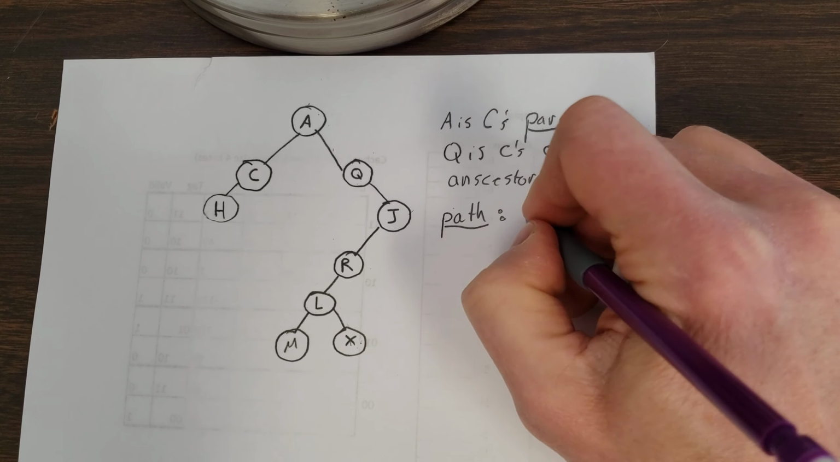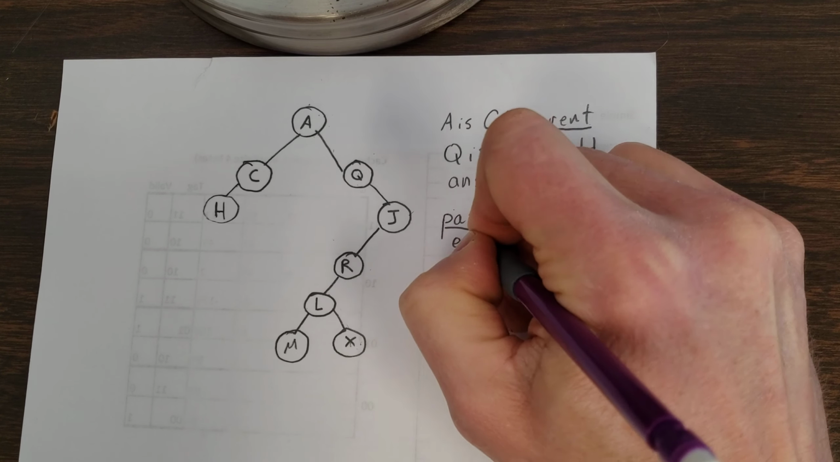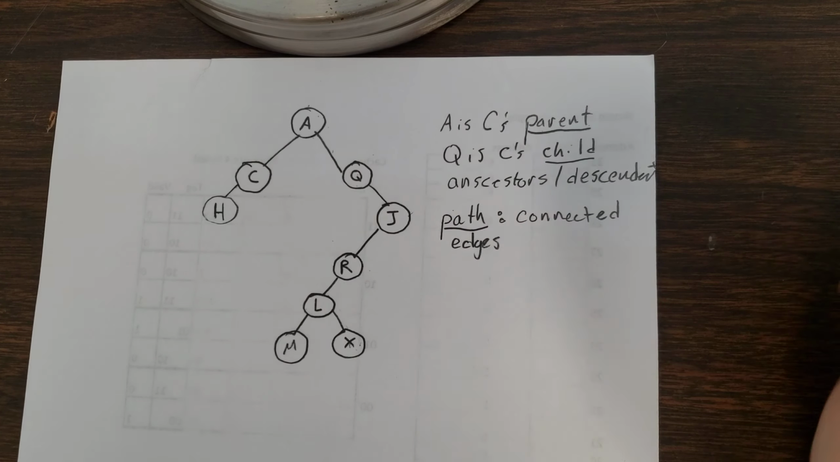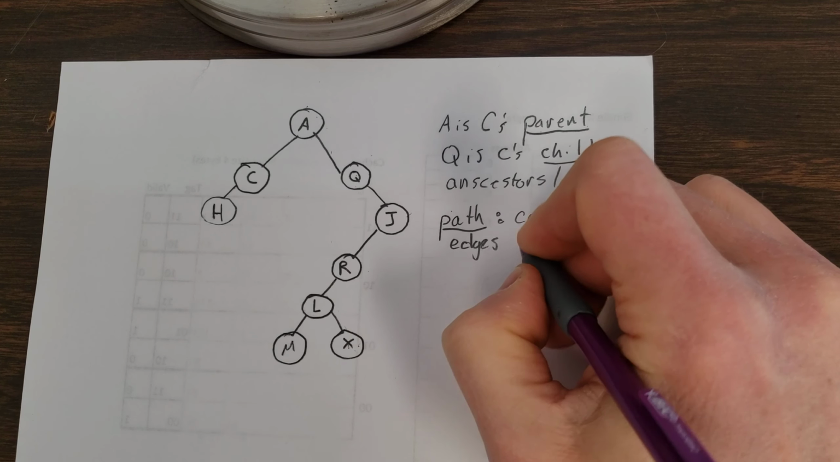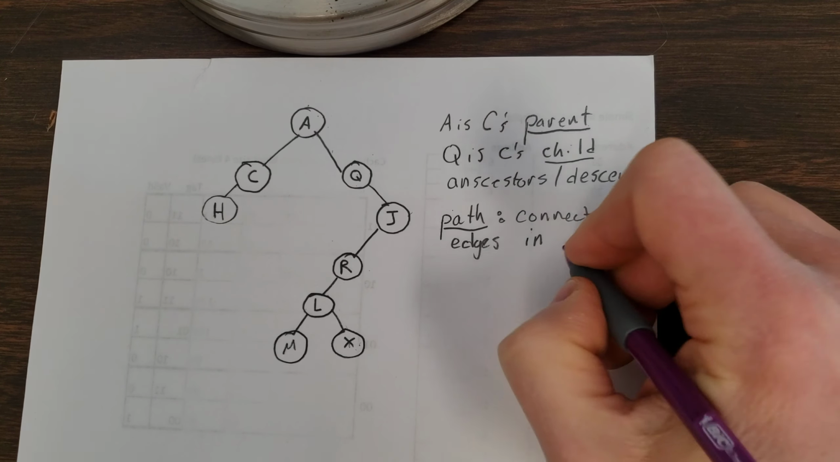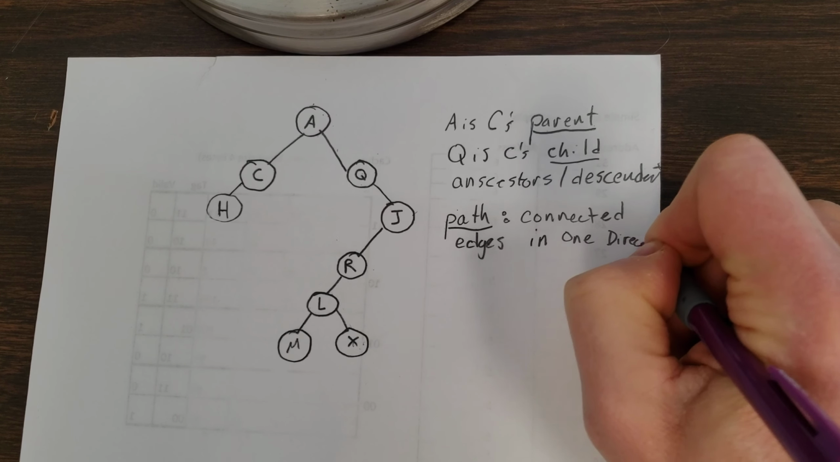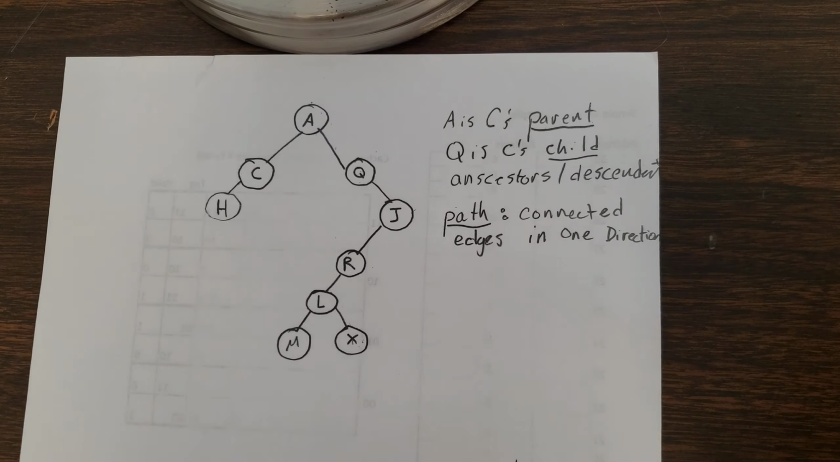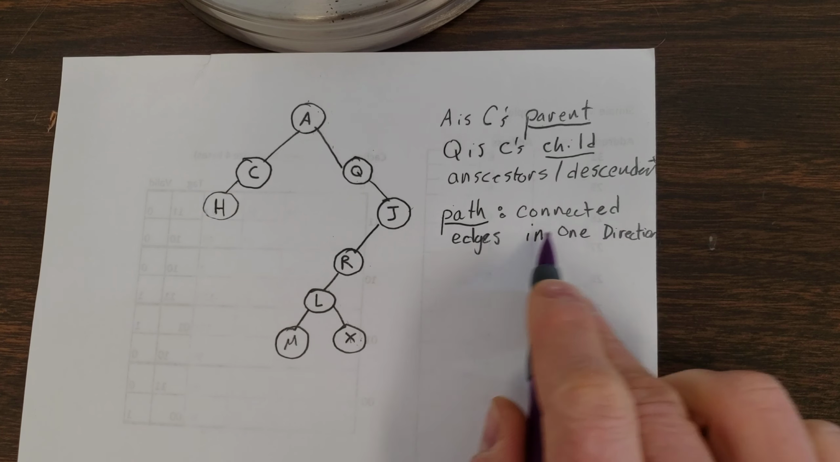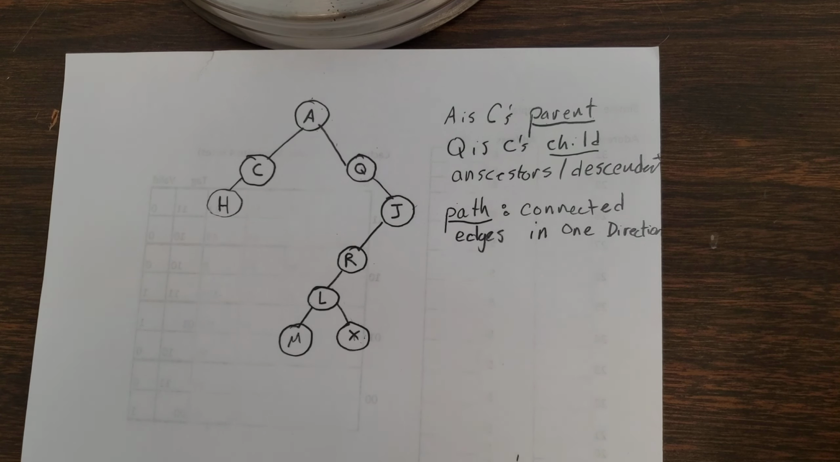So connected edges, and the criteria is in Fritz's favorite band, One Direction. In one direction. So in one direction, we can only go down, down, down, or up, up, up. So that would be a path.